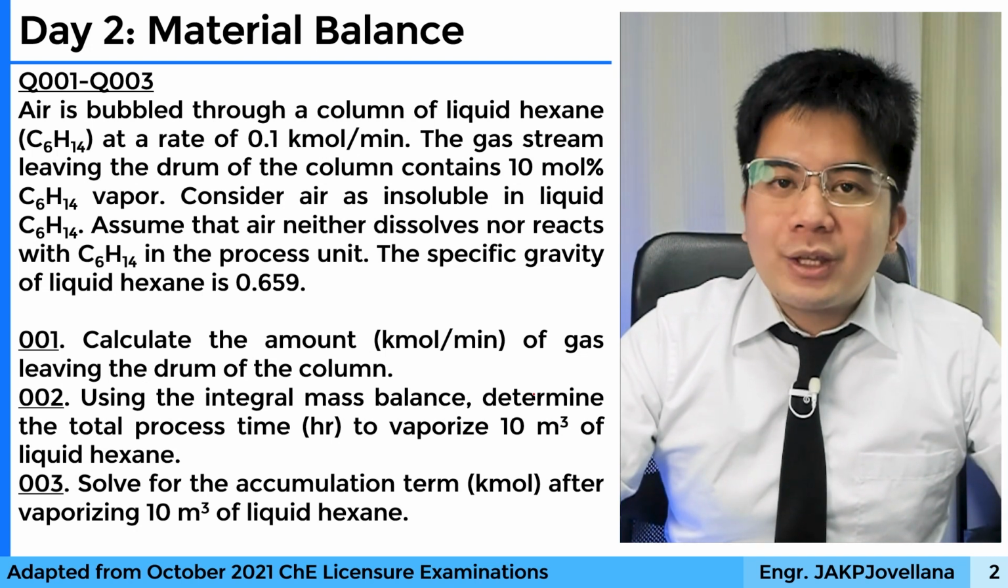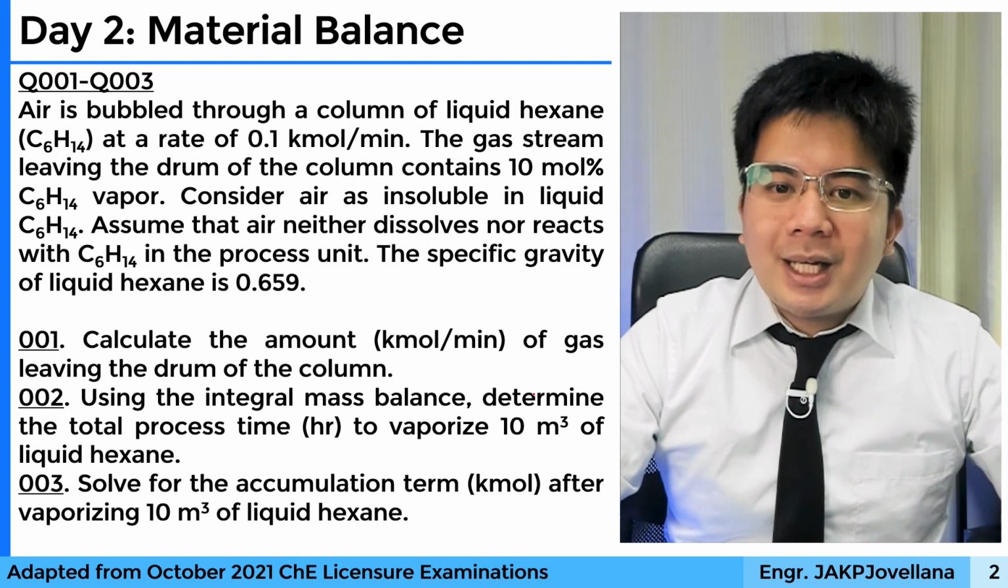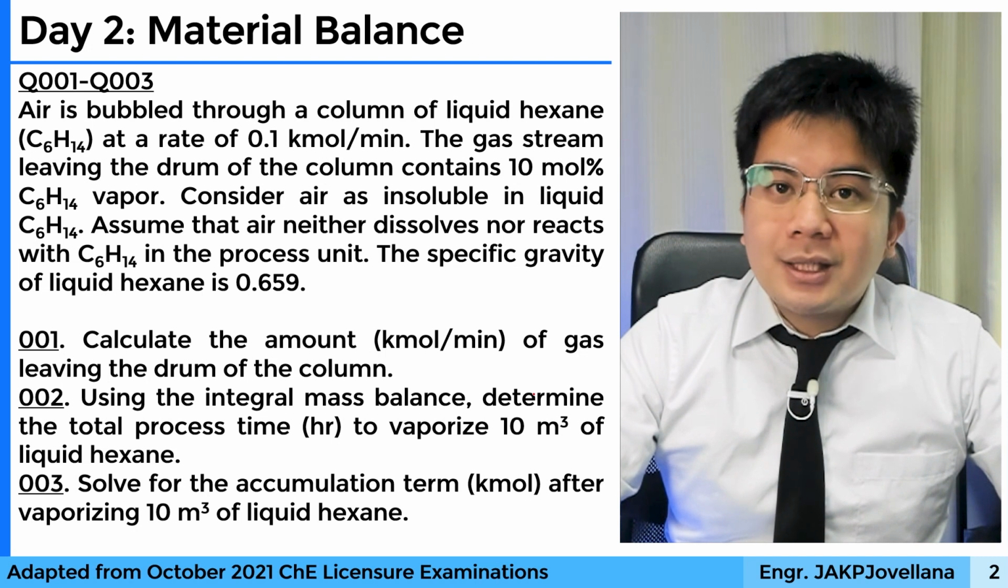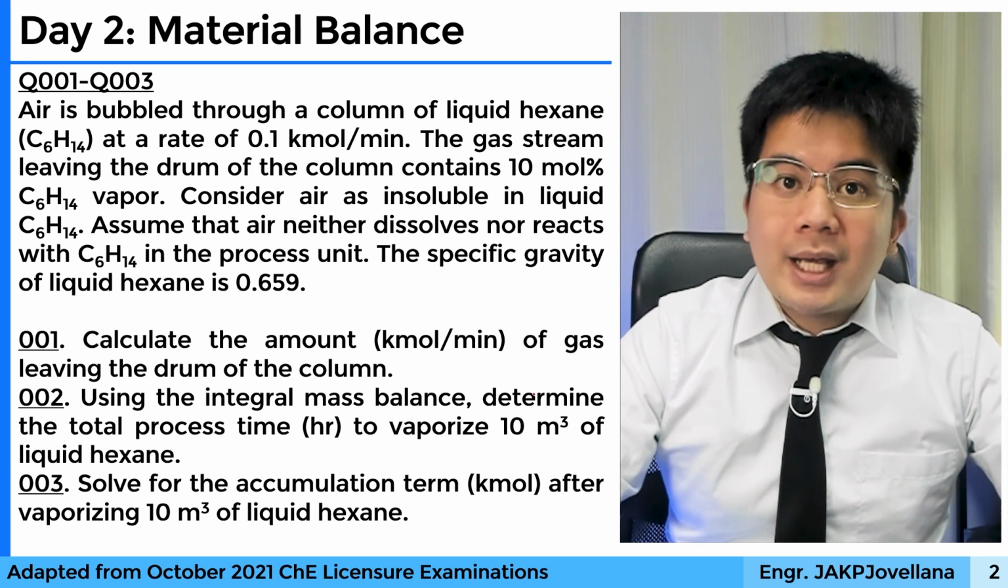Question number 1. Calculate the amount in kilomoles per minute of gas leaving the drum of the column. Number 2. Using the integral mass balance, determine the total process time in hours to vaporize 10 cubic meters of liquid hexane. And number 3. Solve for the accumulation term in kilomoles after vaporizing 10 cubic meters of liquid hexane.